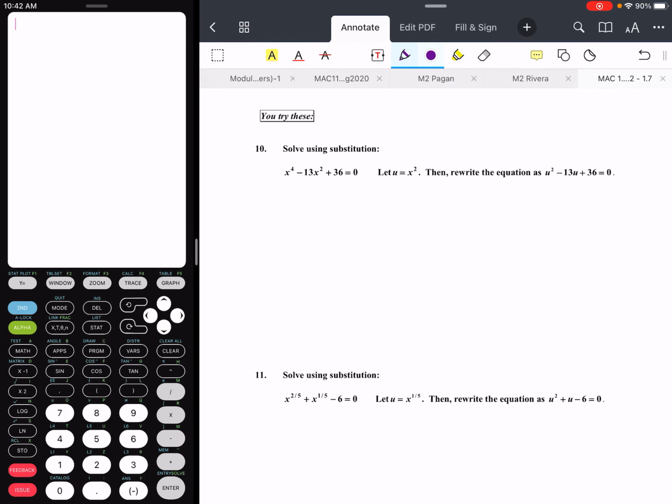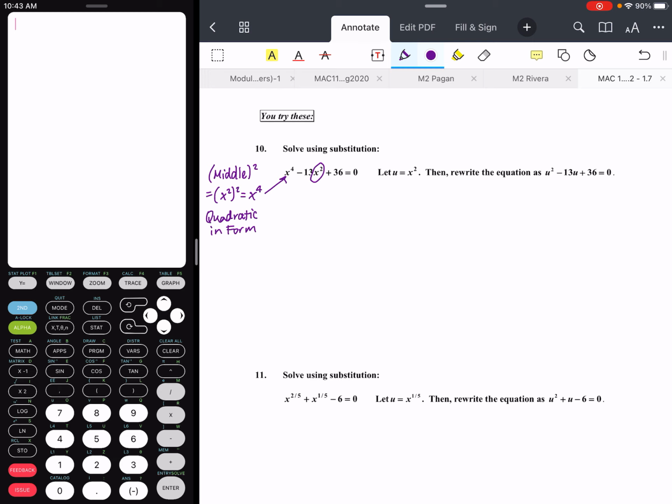So, looking at number 10, it says solve using substitution. X to the 4th minus 13x squared plus 36 equals 0. First, I want to make sure it's quadratic in form. I'm going to take my middle variable, square it, which is x squared squared, which gives me x to the 4th. So this confirms that I have an equation that's quadratic in form.